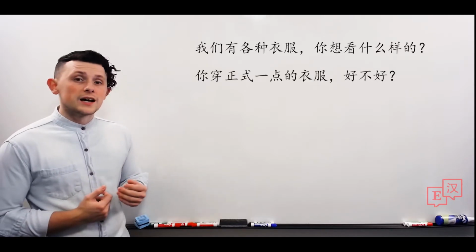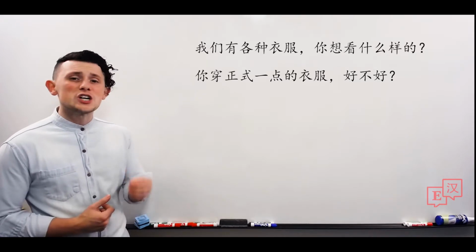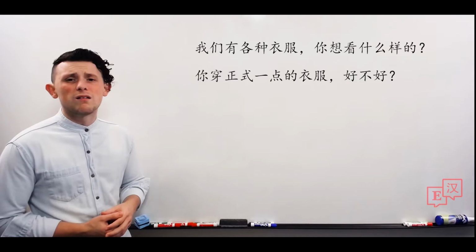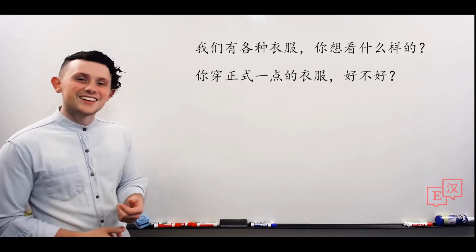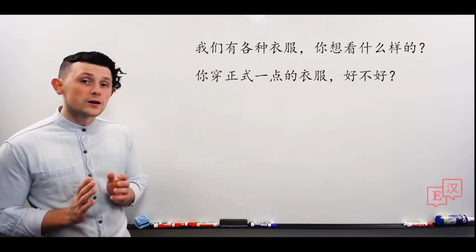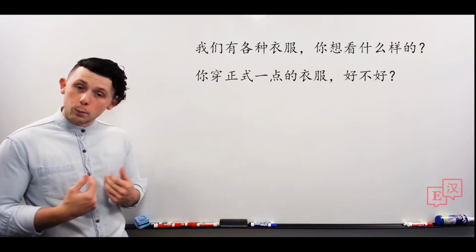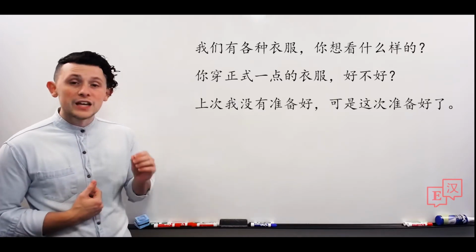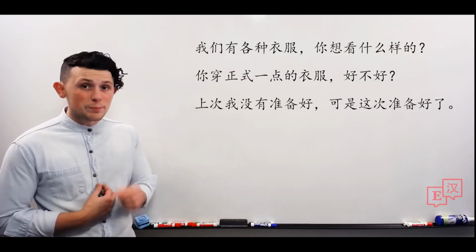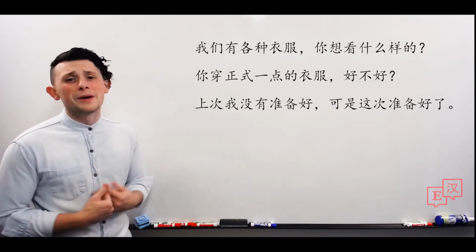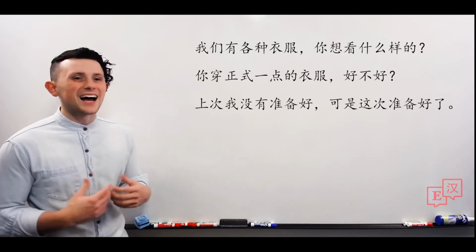Another sentence. 哎，你穿正式一点衣服好不好？ You should wear a bit more formal clothes. 好不好? And 好不好 is just like, okay, do you get it? 穿 here means to wear. It is the go-to wear word for putting on clothing. 穿衣服。穿正式一点的衣服。好不好?